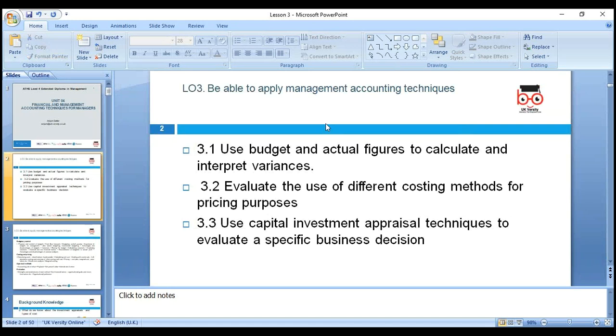Our learning outcome today is to be able to apply management accounting techniques. Today we'll discuss different accounting techniques to address LO3, learning outcome 3. 3.1 is about the budget, how we can prepare the budget.